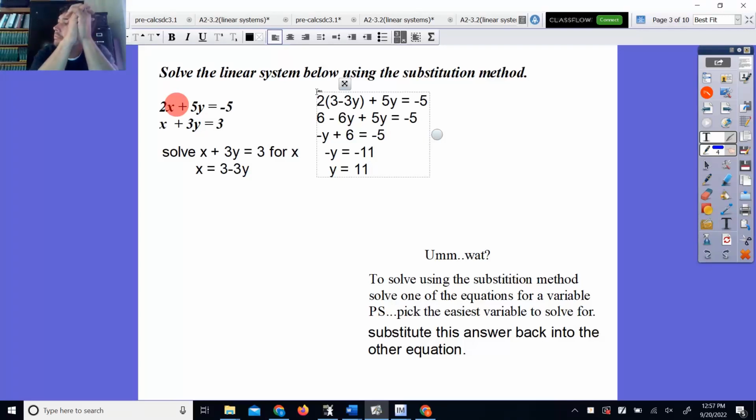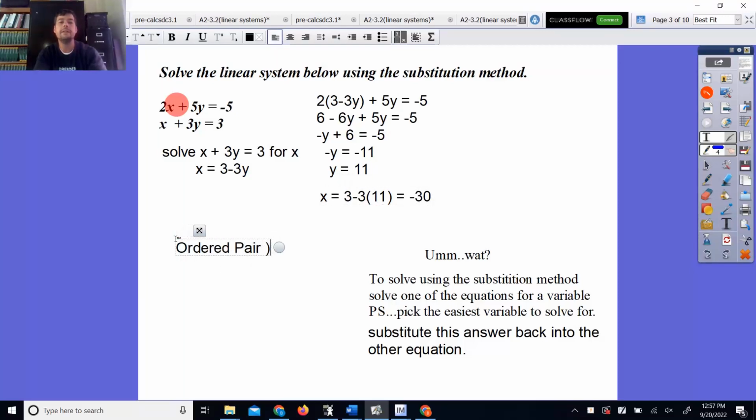You have y. How do you find x? You gotta plug it back in. You've got this nice little equation right here, the work's almost all done for you, isn't it? That's what I'd use. 3 minus 3 11ths, that is 3 minus 33. So what's your x value? Negative 30. All right, so here's my ordered pair. My ordered pair is negative 30, comma 11.